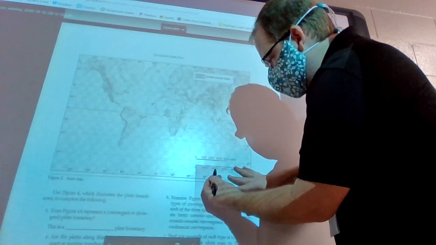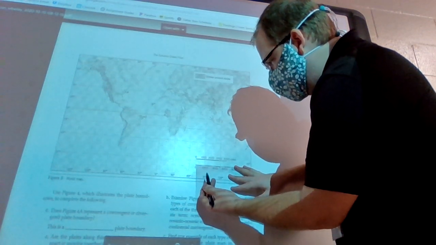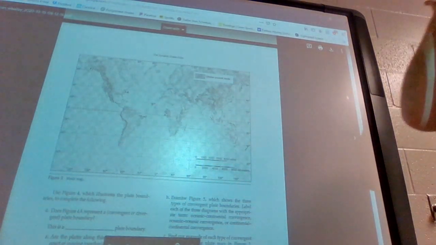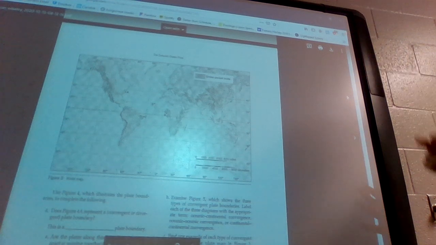And I can see that this is in between 4,000 and 6,000. So somewhere close to 5,000 kilometers there. And so that's how you're going to get your distance measurement.